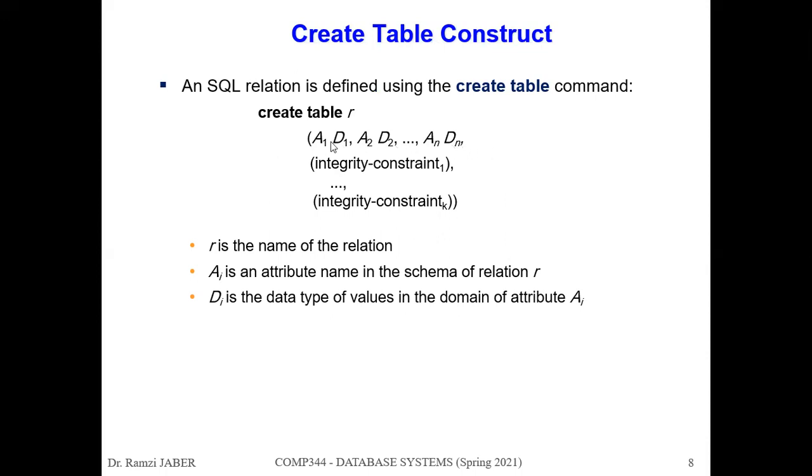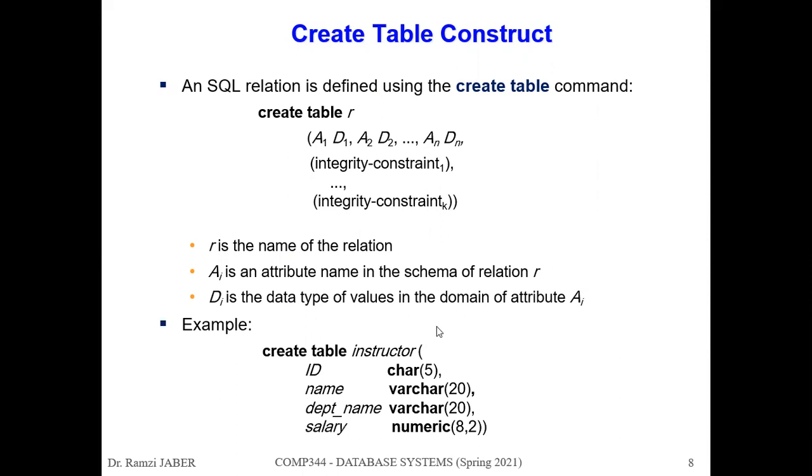At the end of the attributes or the fields or the columns, after we put a comma, we put here the integrity constraints. We'll see how. So R is the name of the relation or table. A1 to AI will be the attributes, and DI will be its data type.